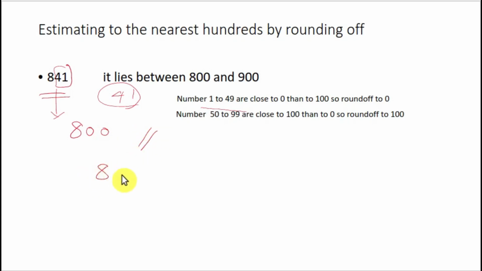Suppose it is 898. When we are estimating to the nearest 100, we have to check the tens and ones. Here 98 is closer to 100 than to 0, so round off to 100. So 898 we round off to 900.